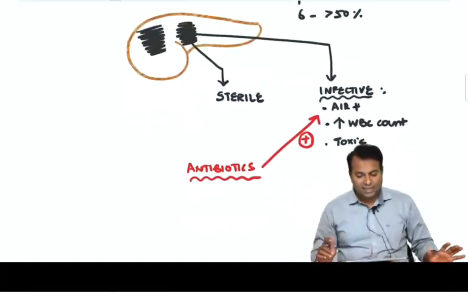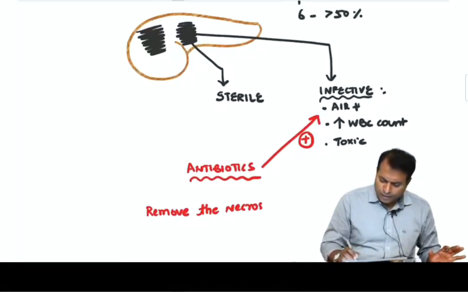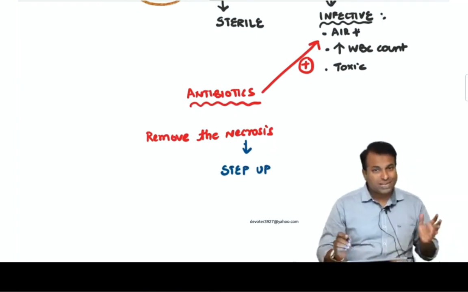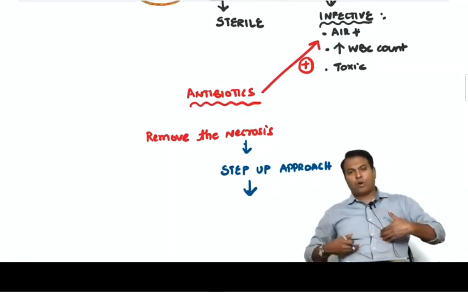Under antibiotic coverage, now you have to remove the necrosis. So remove the necrosis now under antibiotic coverage. That is given a name known as step-up approach. There are two approaches, step-up approach and step-down approach. Step-up approach, first of all, let us understand what is step-up approach. So the patient is already sick. If I go and do a laparotomy, open and remove the necrosis, patient will die.